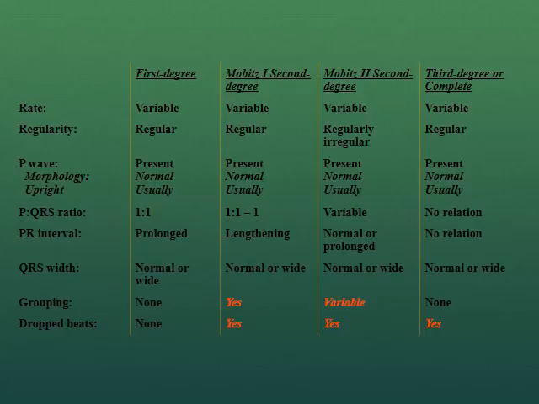So just kind of an overall overview of our heart blocks. We have a first degree heart block where we're not dropping any beats, and we have a prolonged PR interval greater than 0.2 seconds. Our second degree type 1 heart blocks have a consistently lengthening PR interval until we drop a beat, and our second degree type 2 heart blocks have a consistent PR interval, and then they're also dropping beats. Our third degree heart blocks have no correlation from our P waves to our QRS complexes. They're completely independent.